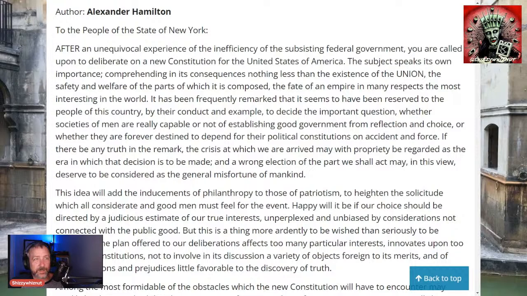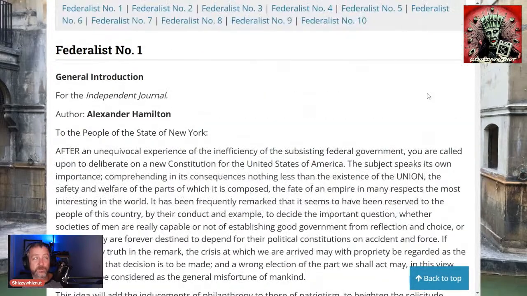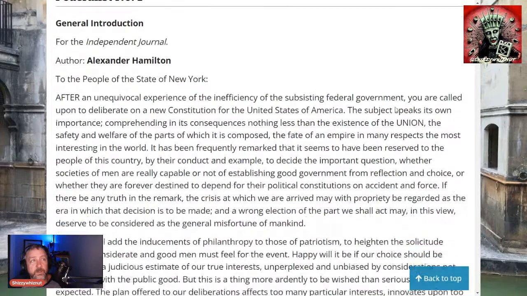Anyhow, I'll try this again because, like I said, I'm not sure if this worked or not. So we'll start it all over again. Federalist number 1, for the Independent Journal, was a particular paper at that period of time. And the author was Alexander Hamilton for this particular one. It was to the people of the state of New York.